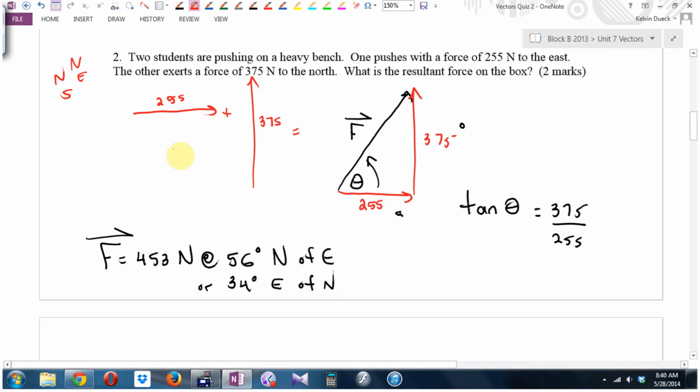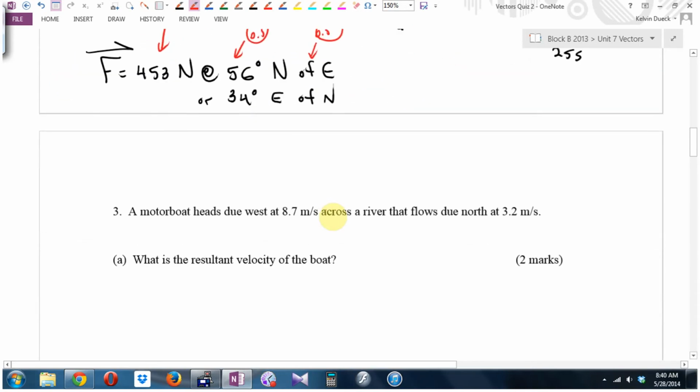You got it right, 2 out of 2. Otherwise, same idea. 1 mark for the magnitude, half mark for the theta, half mark for the angle, for the what of what? Turn the page.